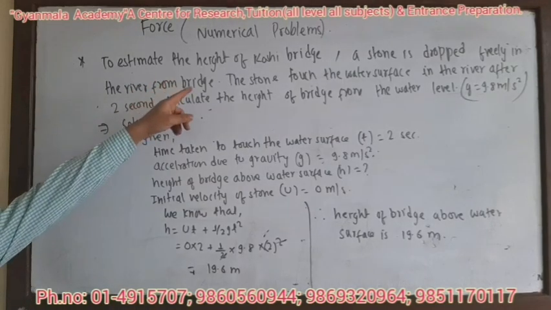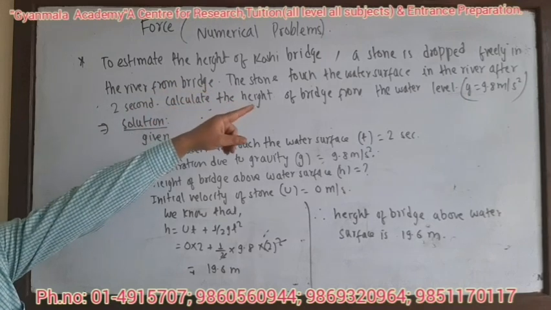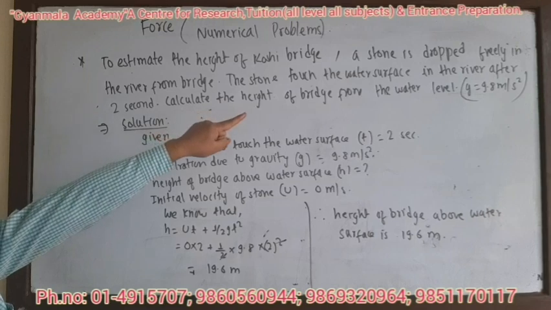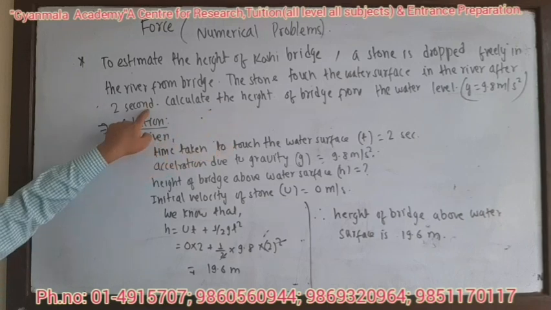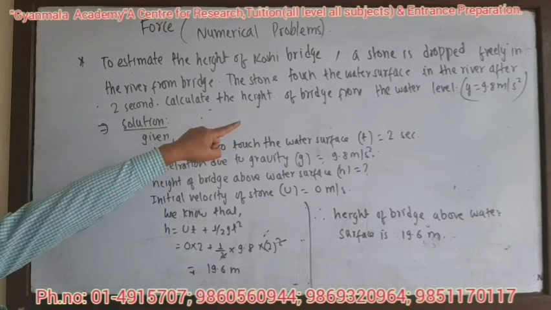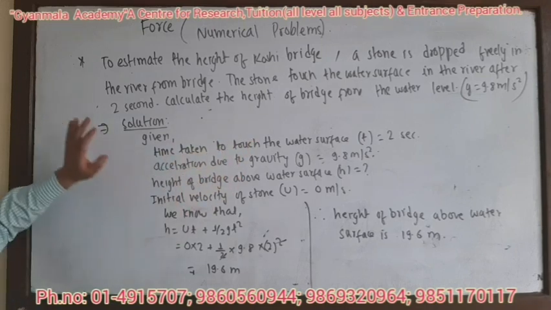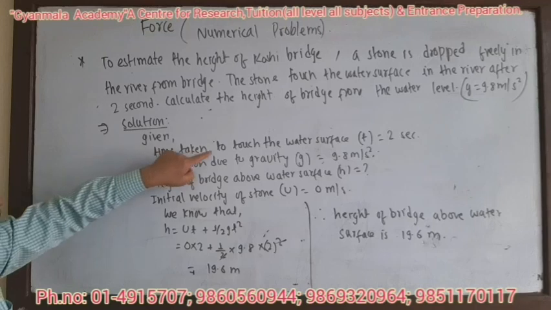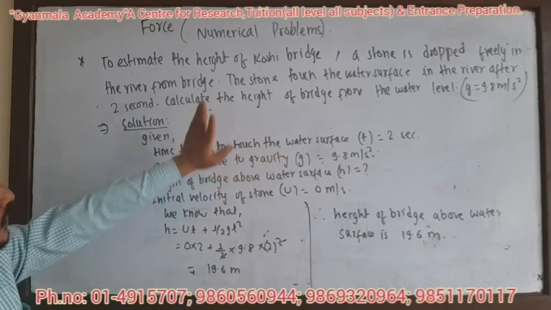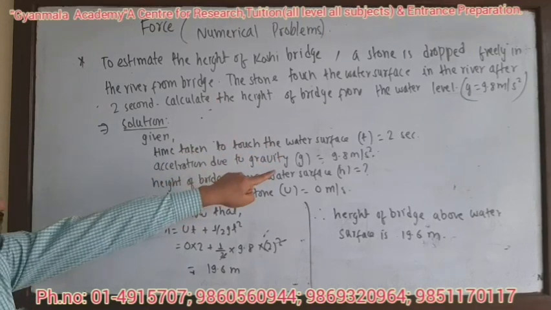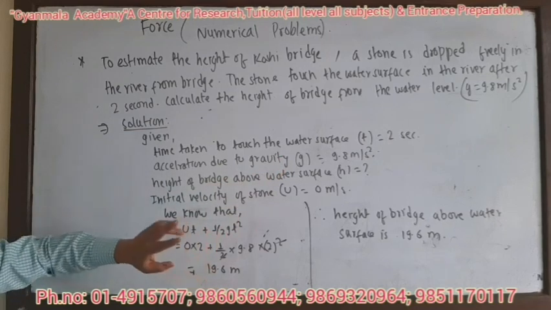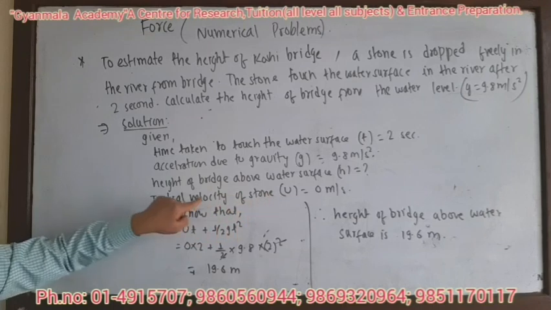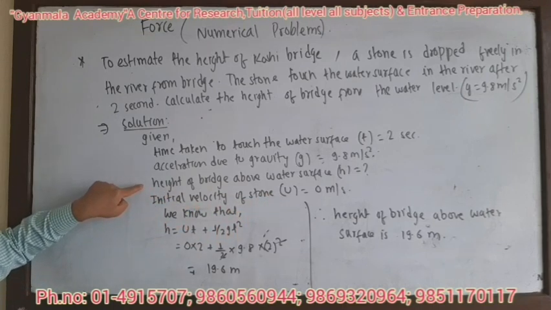To estimate the height of Kosi Bridge, a stone is dropped freely in the river from the bridge. The stone touches the water surface in the river after 2 seconds. Calculate the height of bridge from the water level. At first, write the information given by the question. Solution given: time taken to touch the water surface t equals to 2 seconds. Acceleration due to gravity g equals to 9.8 meter per second square, and the initial velocity of the stone u equals to 0 meter per second.